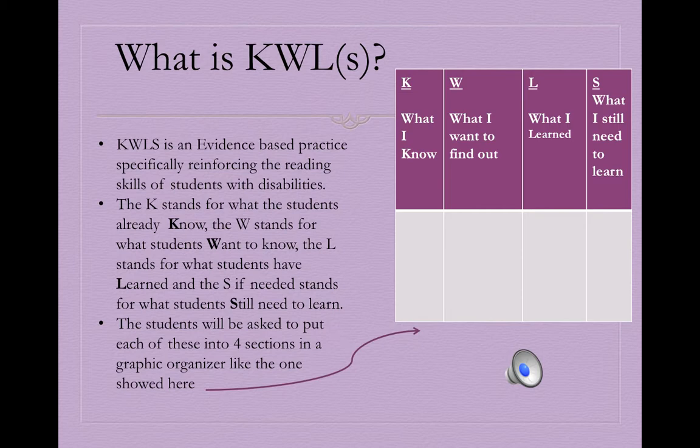And students will be able to use a graphic organizer like the one shown on the slide to make 4 sections. The first for know, second for want, third for learned, and fourth, if required, depending on the situation, for S, which stands for still need to know. KWLS charts help students visually organize their ideas and their understanding from the readings.